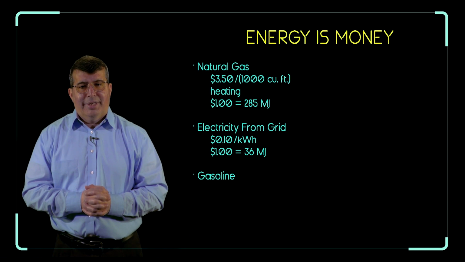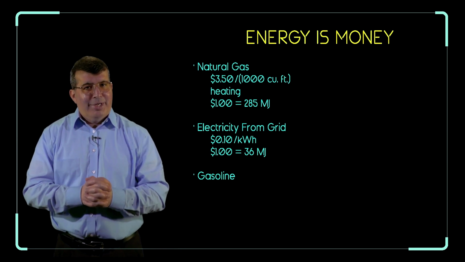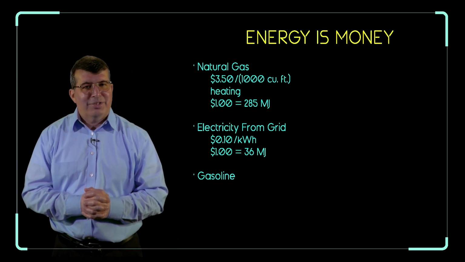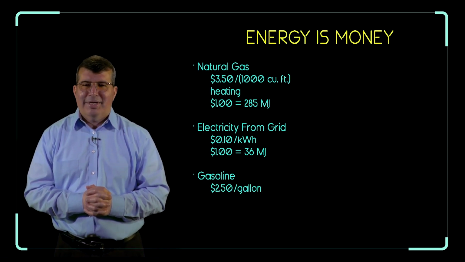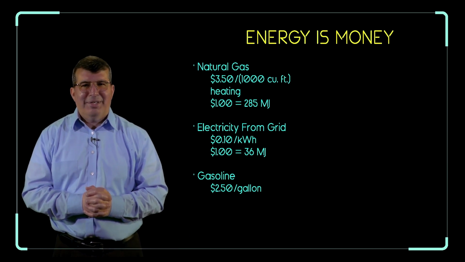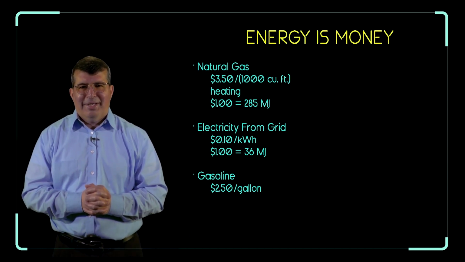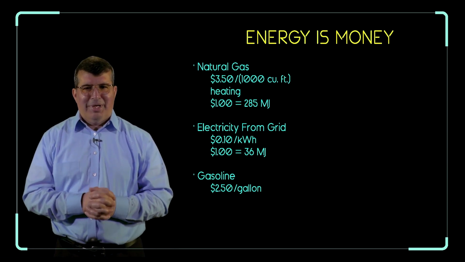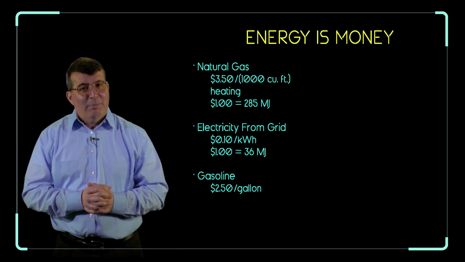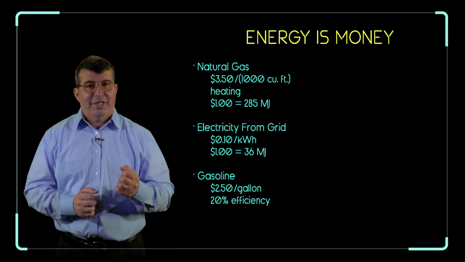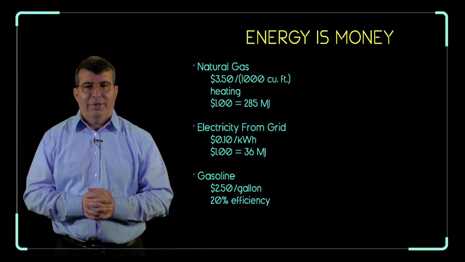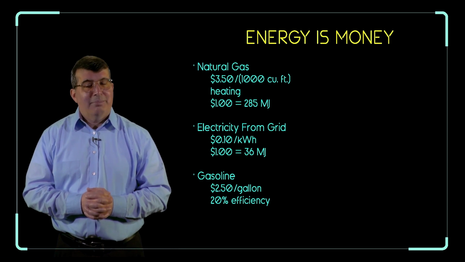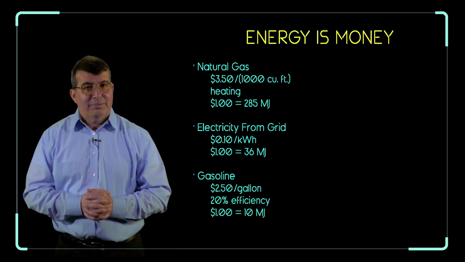And how much do you get? My number here, when I worked out these numbers, gas cost about $2.50 a gallon. That might be a little dated by now, but you get the idea. To buy a gallon of gasoline, at the time, I paid $2.50. And if we assume about 20% efficiency in converting that chemical energy into kinetic energy in my car, then my $1 that I buy in gasoline gives me about 10 million joules of energy.